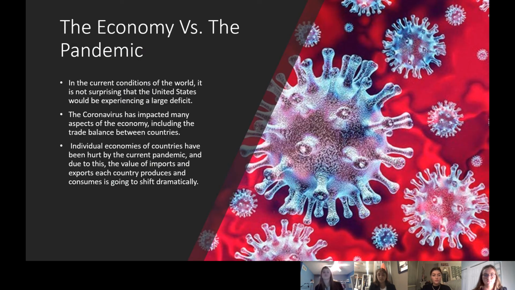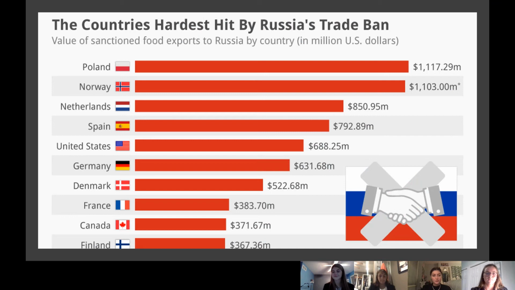In the current conditions of the United States, it's not surprising that the coronavirus pandemic has affected the economy, and it's affected the economy of people and businesses across the world, not just in the US. Certain countries have been able to bounce back quicker, such as the US. So we have the money to spend on buying imports, but other countries can't get imports from us. We're not having as many people buying products from us, which is going to drastically shift the consumer products that we send out.